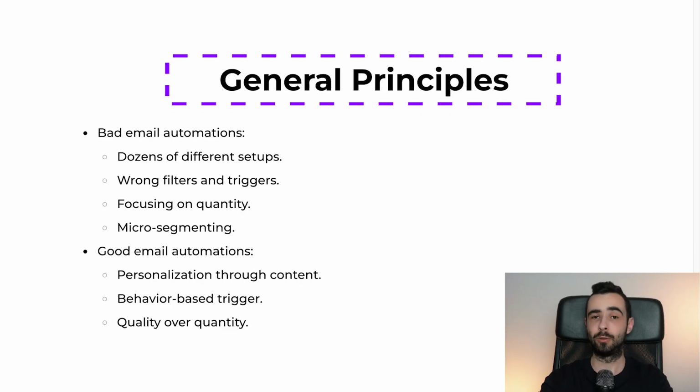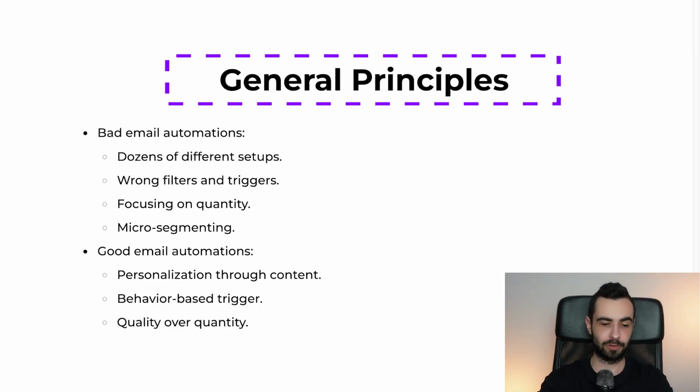Then what makes good email automation, on the other hand, is personalization through content. So we want to personalize your emails through content, show relevant messaging, copy, description, also product images, offers, all of this stuff matters, and it's going to do way more than some basic first name personalization. Then behavior-based triggers. So again, don't try to come up with some new revolutionary way of triggering your flows, some kind of setup that was never done before.